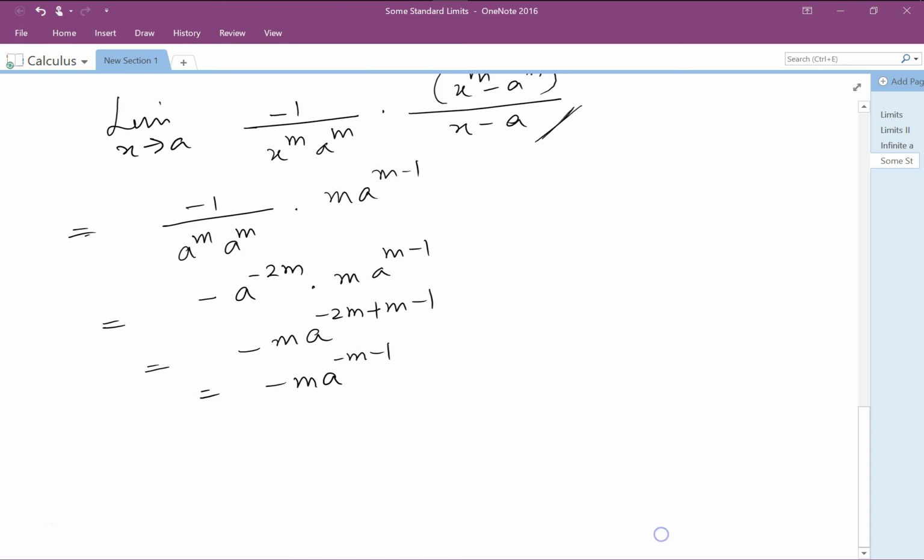Now remember, n is equal to minus m. We start off with this. So let's substitute minus m with n. So which is what we needed to show.